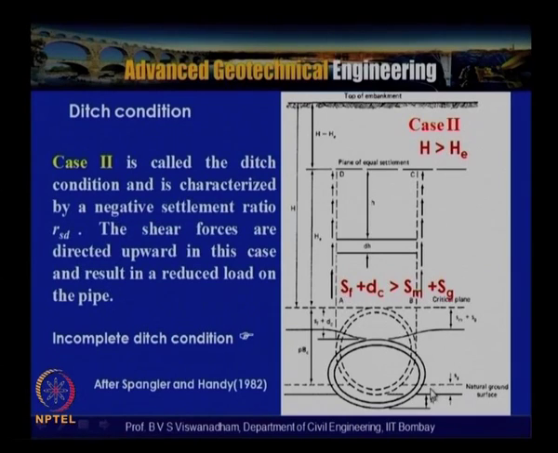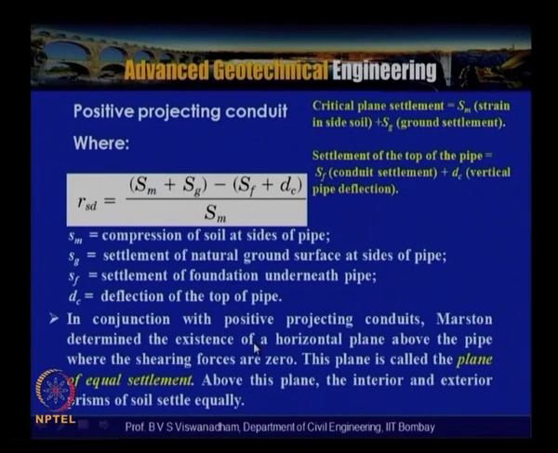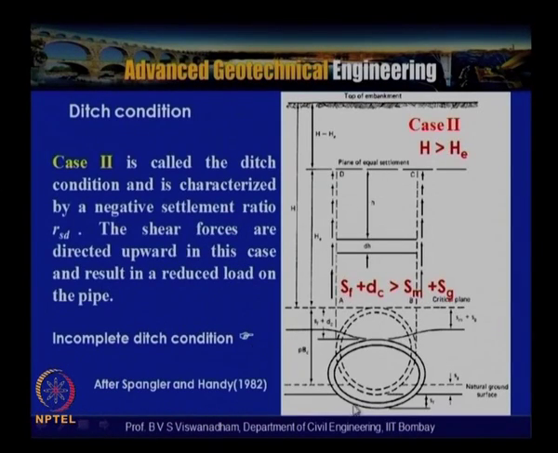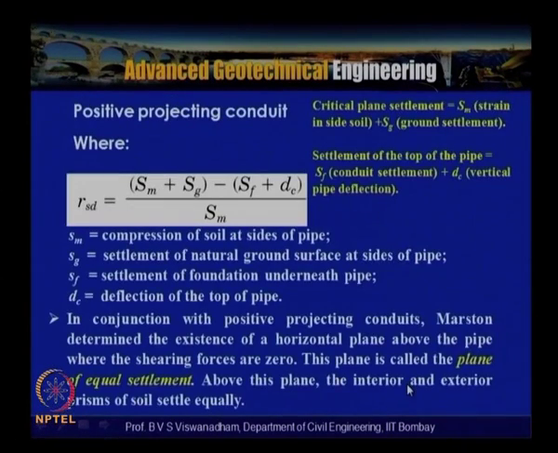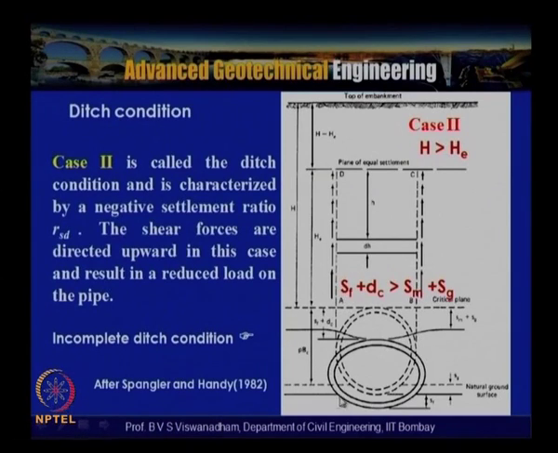So this is actually what is being discussed, and this is PBC, where P is called the projection ratio. SF is the settlement of the foundation underneath the pipe, and that is also shown here. SG is the settlement of the natural ground surface at the sides of the pipes, which is shown here: how much the natural ground surface is settling at the sides of the pipe.